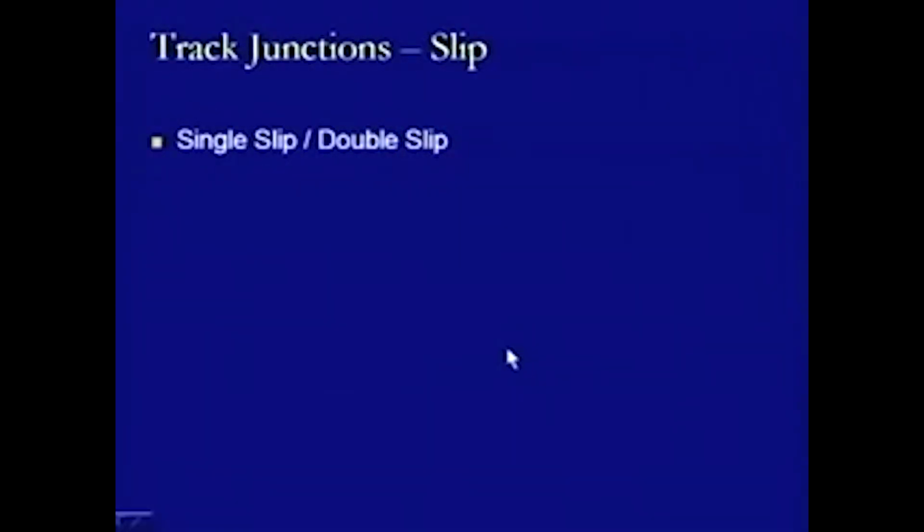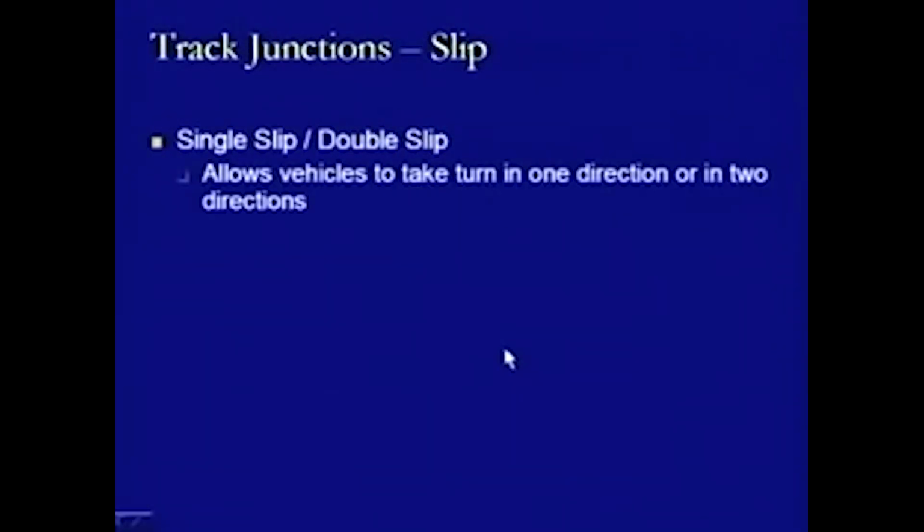Apart from these, there are some more types of junctions, like the junction termed a slip, and this slip may be a single slip track junction or a double slip track junction. What happens in this one is that it allows the vehicle to take a turn in one direction or in two directions, depending on whether it is provided with a single slip or a double slip. So, accordingly, single directional or two directional turning may take place.